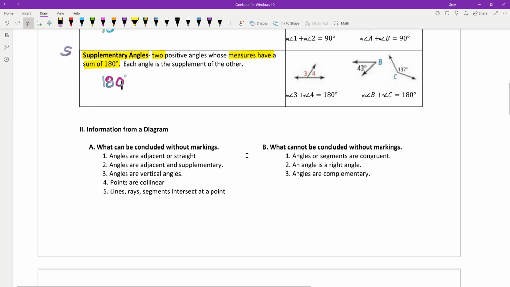Okay, information from a diagram. These items here, you can conclude without any special markings. And that is, if the angles are adjacent or straight, okay, we can accept that. Adjacent and supplementary, vertical angles, collinear points, lines, rays, and segments are all going to intersect at a point. What you cannot conclude, okay, you look at a diagram: angles and segments are not congruent to one another unless you have markings. An angle is not a right angle unless you have a marking, that little square in the corner. Angles are not complementary unless you are told or there's some sort of marking.